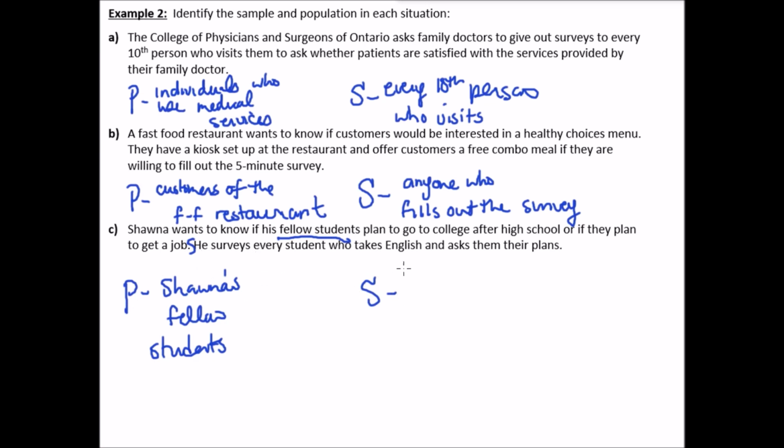And who did she sample? Everyone who takes English. Every student. So it's like a cluster, right? In English. Walk in English, survey every single student.